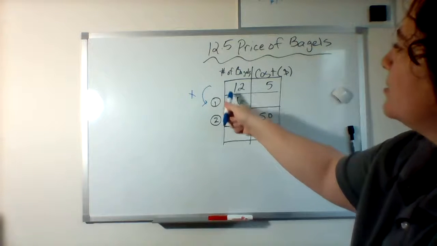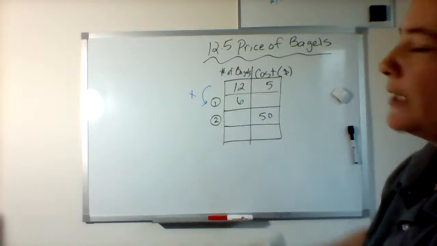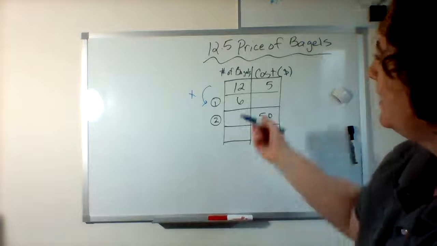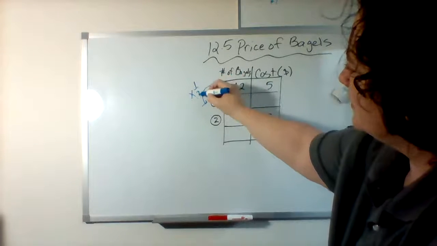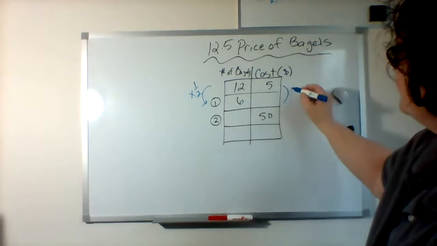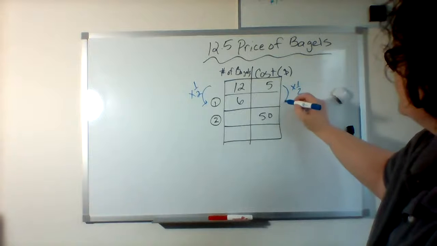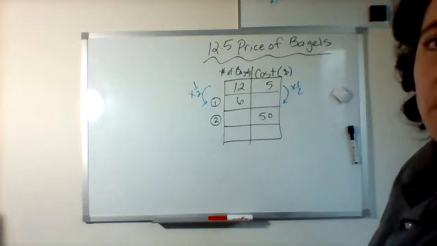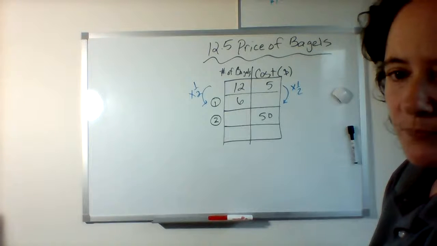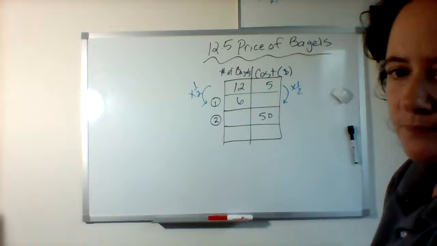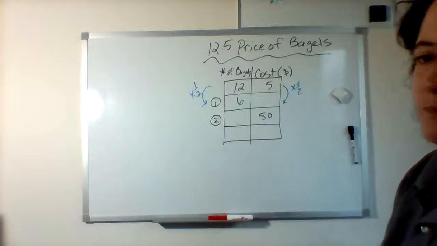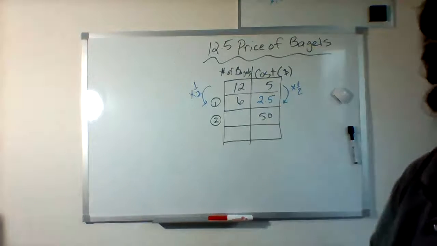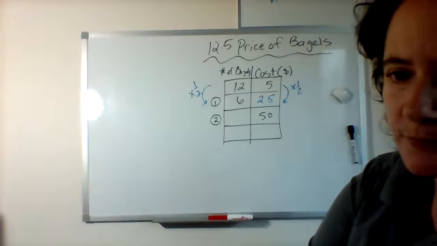So dividing by 2, 12 divided by 2 will get me to 6, but what is that the same as? No one has said it yet. Multiplying by a half. So 12 times a half is 6. What's 5 times a half? That should have 2.5.